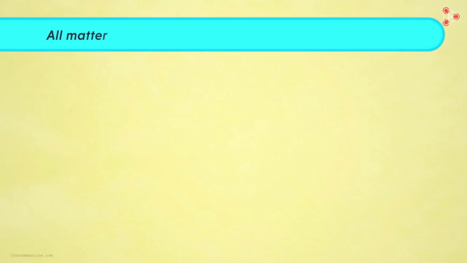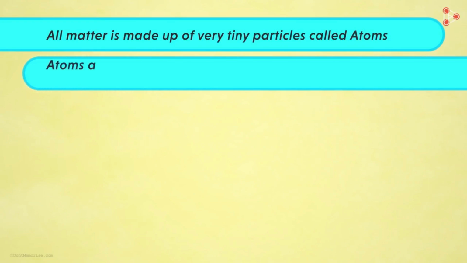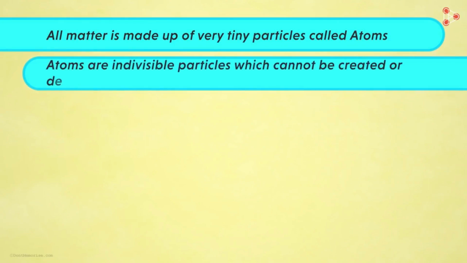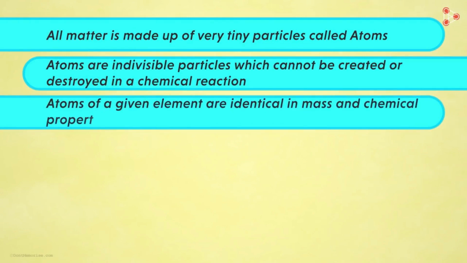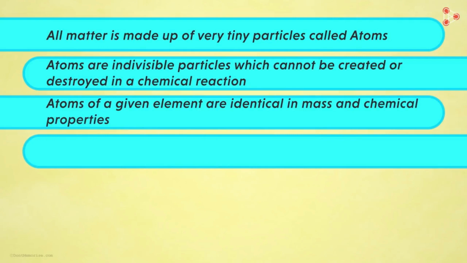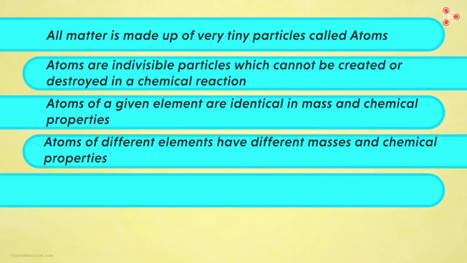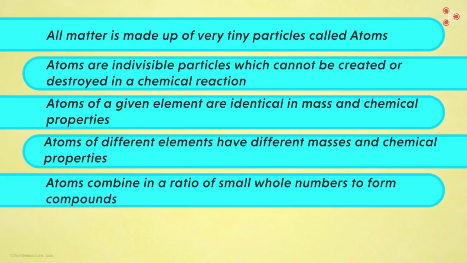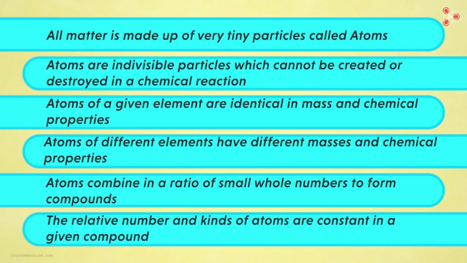First, he said that all matter is made up of very tiny particles called atoms. Secondly, he suggested that atoms are indivisible particles which cannot be created or destroyed in a chemical reaction. Third postulate was, atoms of a given element are identical in mass and chemical properties. Similarly, fourth postulate was that atoms of different elements have different masses and chemical properties. Fifth postulate stated that atoms combine in a ratio of small whole numbers to form compounds. And lastly, the relative number and kinds of atoms are constant in a given compound. I know I just rattled off the postulates.